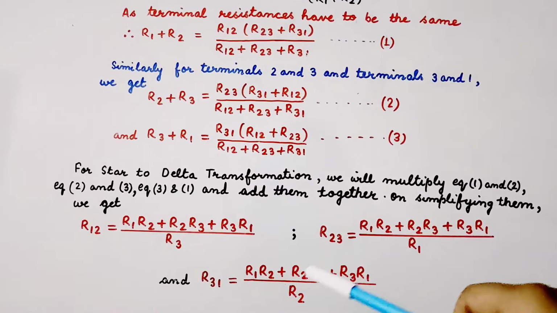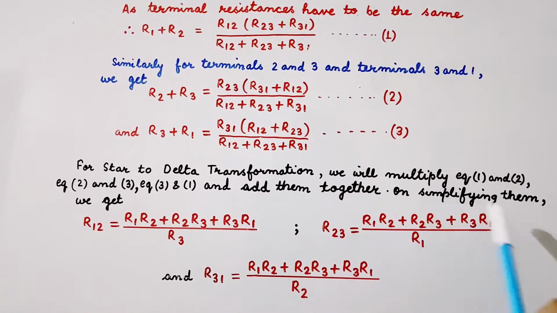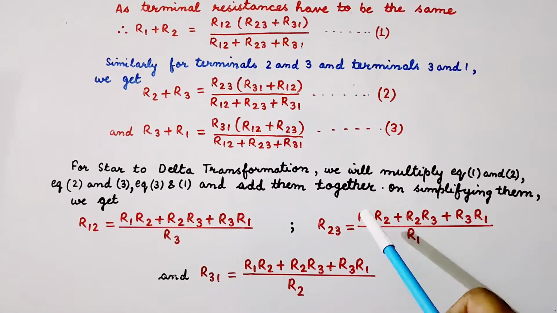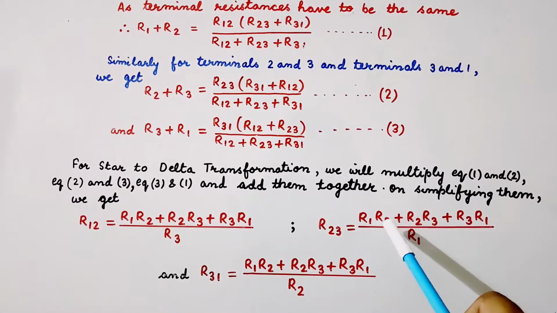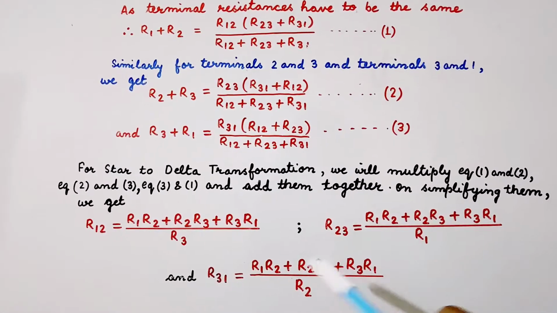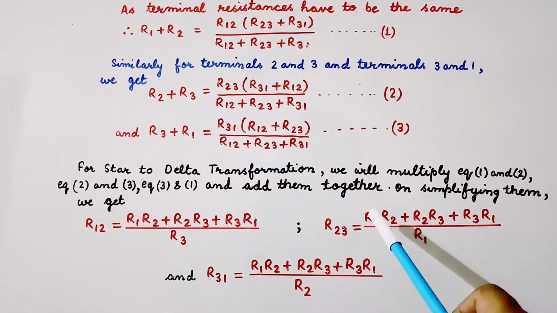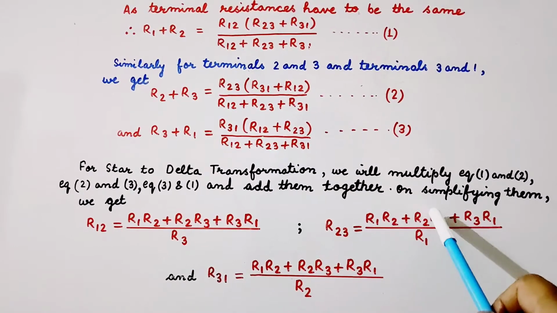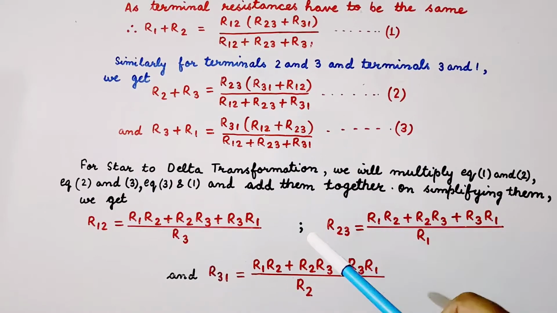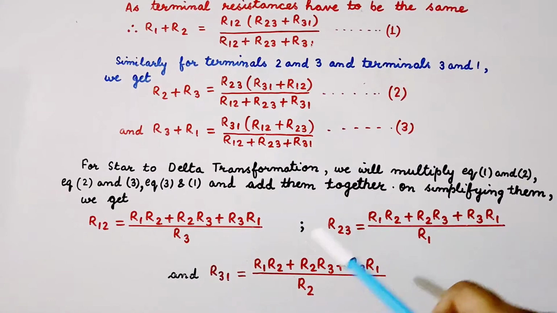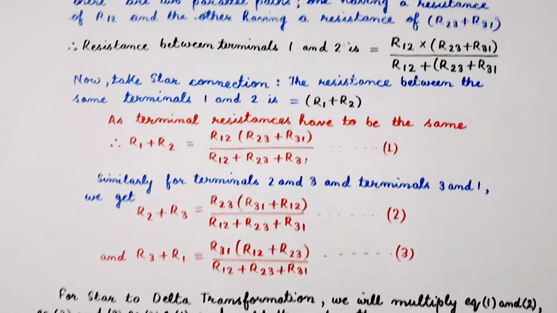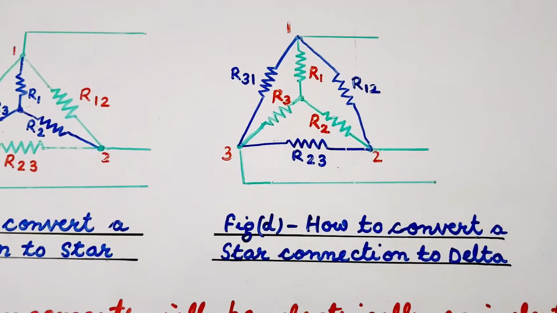So from these 3 equations, we find that the numerator is the same in each case. That is, the numerator is just the sum of the products of 2 resistances. That is, the numerator in each of these 3 equations is R1 R2 plus R2 R3 plus R3 R1. Now for remembering how to obtain the formulas, we can easily remember this from this circuit diagram.